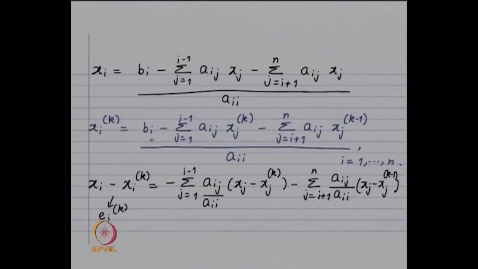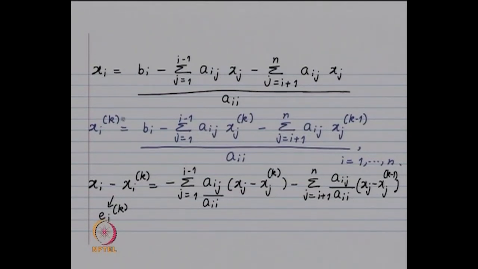So, this is the Gauss-Seidel iterates. x i k, the kth iterate, will be equal to b i minus summation j goes from 1 to i minus 1 a i j x j k. So, we are going to proceed systematically. You would have already calculated x 1 k, x 2 k, up to x i minus 1 k. So, these are the recent values used here. Minus summation j equal to i plus 1 to n a i j x j k minus 1, we have come up to x i. So, for x i plus 1 up to x n, you have to use the values from the k minus first iterate, divided by a i i.